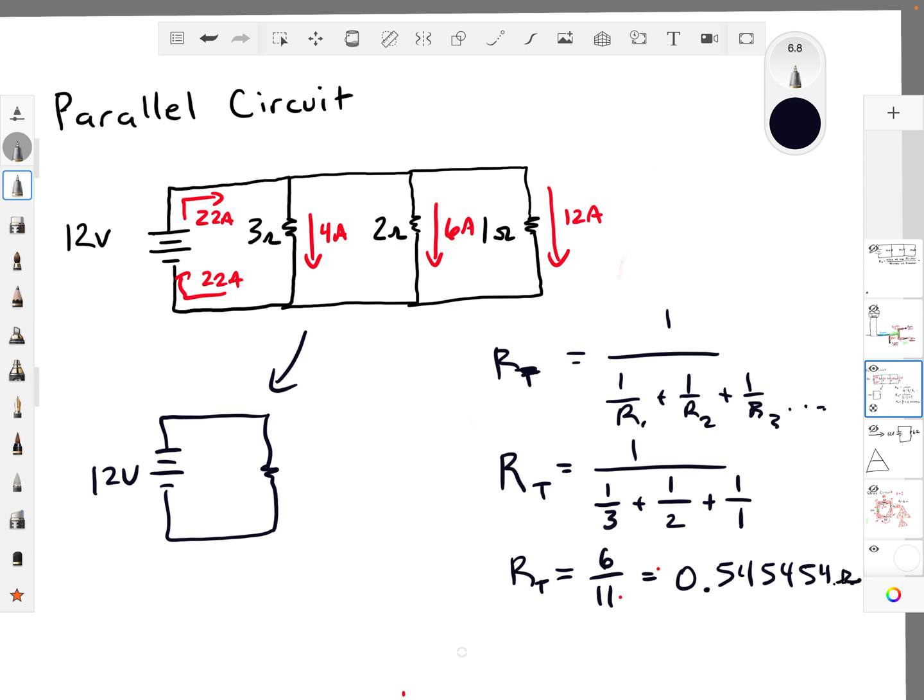If I notice, this is a low resistance, right? What is the value of my lowest resistor that I have in the circuit? I've got these 3 resistors. What's the lowest resistor? Well, it's the 1 ohm resistor, right? So my total resistance here is lower than my lowest resistor. And that will always be the case with a parallel circuit. The total resistance of a parallel circuit will always be lower than the lowest resistor. If it's not like that, when you do your calculation, you probably messed up somewhere and made a typo.